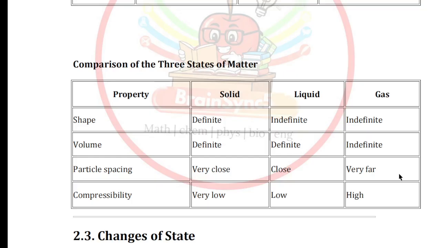I hope you are following along as I am teaching. Compressibility, very low, meaning you cannot compress solid. Liquid, low, but you can compress it. Gas, high, easily compressed. You get?